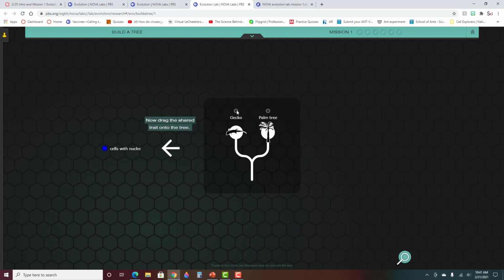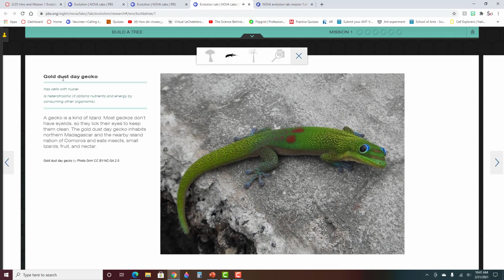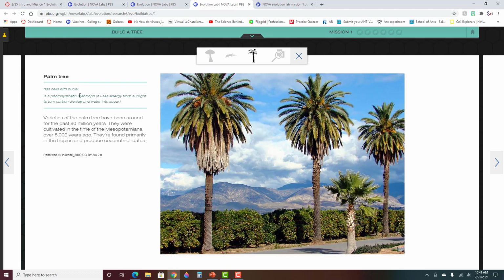And this time they only have 1 circle, but sometimes they have 3 or 4 or 5, and you need to make sure they get all their right traits. If you don't know what trait an organism has, so right now the trait that we have to put out is cells with nuclei. And let's say you didn't know if geckos have cells or palm trees have cells. You could click the magnifying glass and then it would give you the traits. So the gold dust day gecko has cells with nuclei, so it does have that trait. And if I go to the palm tree, it also has cells with nuclei, so it does have that trait as well.